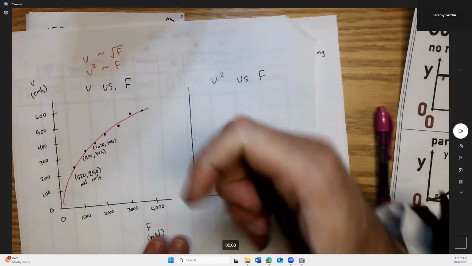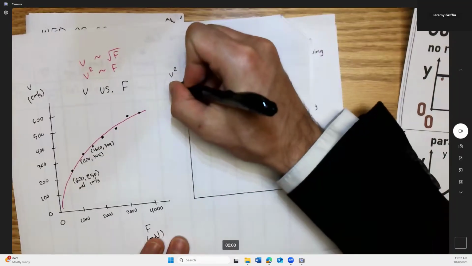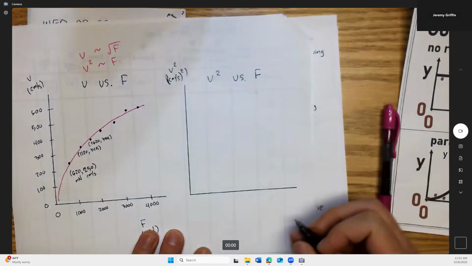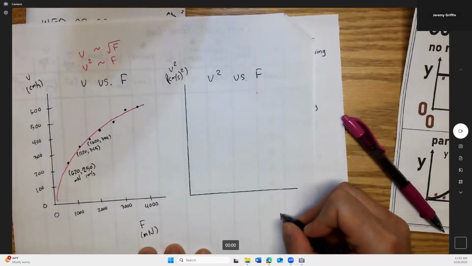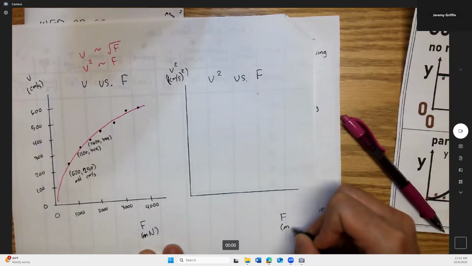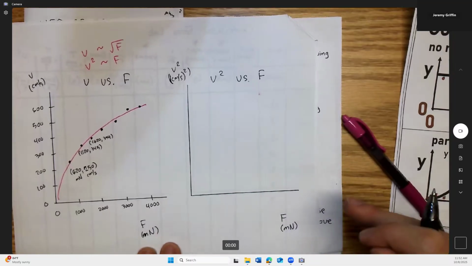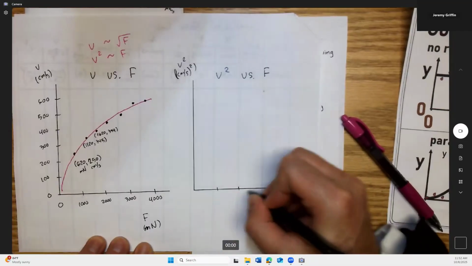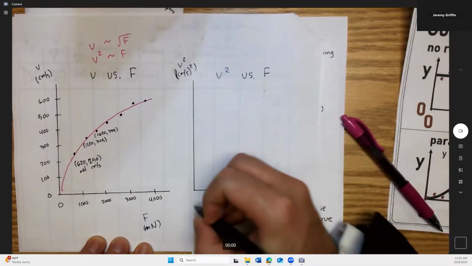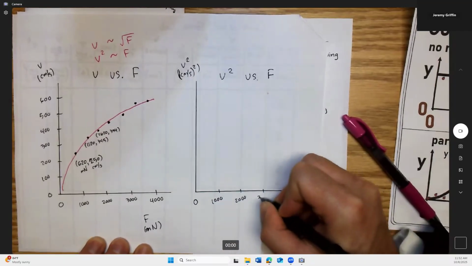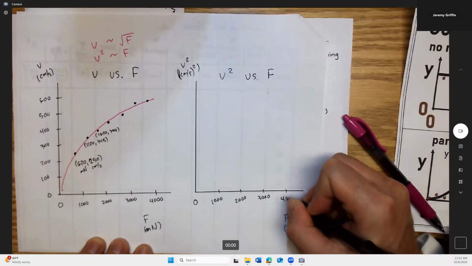So let's put b squared in centimeters per second being squared here, as a function of force and millimeters here. Right, so I'm just going to copy paste the x-axis, scale it 1,000, 2,000, 3,000, 4,000. That's not going to change.